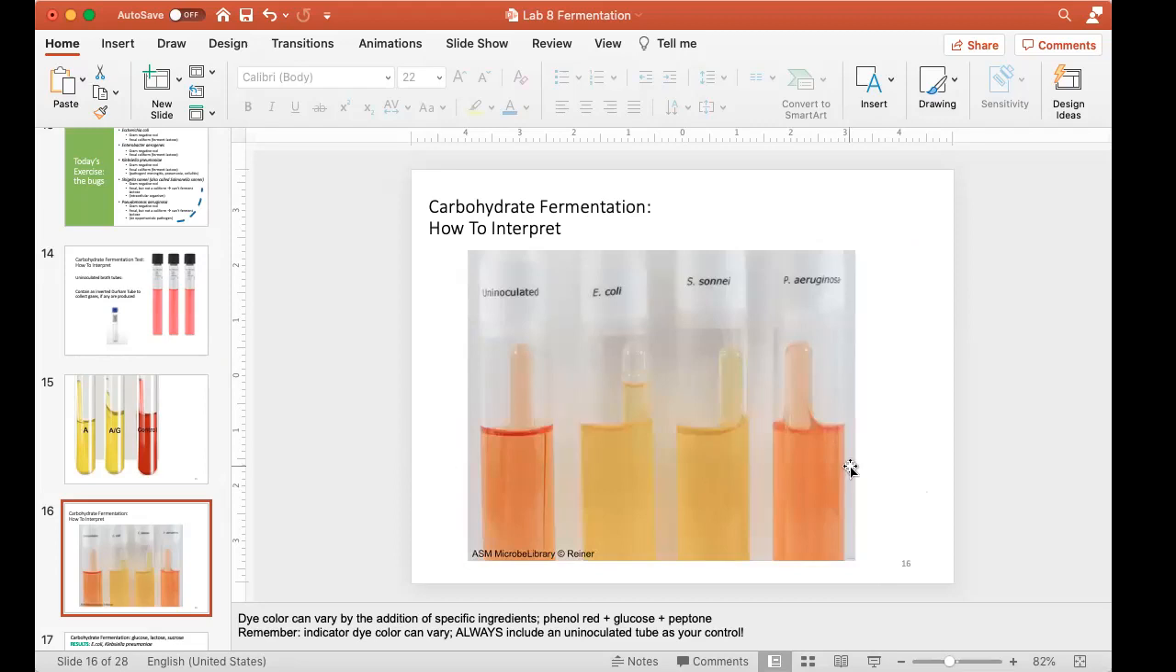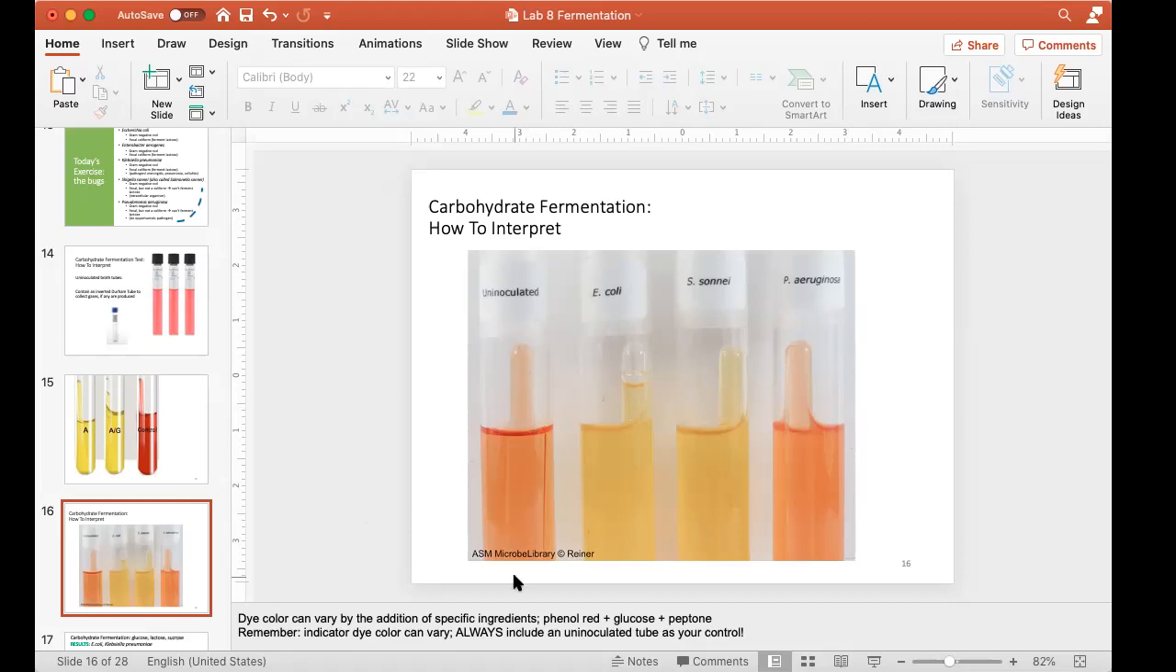This is some homemade carbohydrate fermentation medium. And this is a control tube. So this is the uninoculated tube, what the medium looks like before you put cells in it. As you can see, this is not red. This is orange. And here's why. Part of the reason that we made the carbohydrate medium from scratch is because we wanted to add an extra ingredient in. We wanted to add peptone in for this particular experiment. And when we add peptone in, it changed the color of the medium.